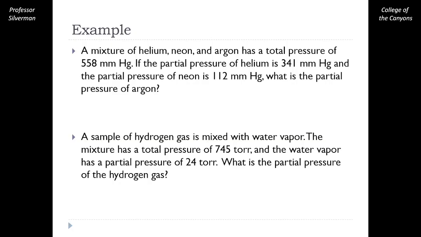We have some example problems. In the first, we know the total pressure, and we know most of our partial pressures, so we can set up that second form of Dalton's law and solve. Here is what our equation will look like. Now we need to plug in those values. The second problem is left for you to do as an exercise, so grab your pencil and paper, see if you can figure out a good answer.